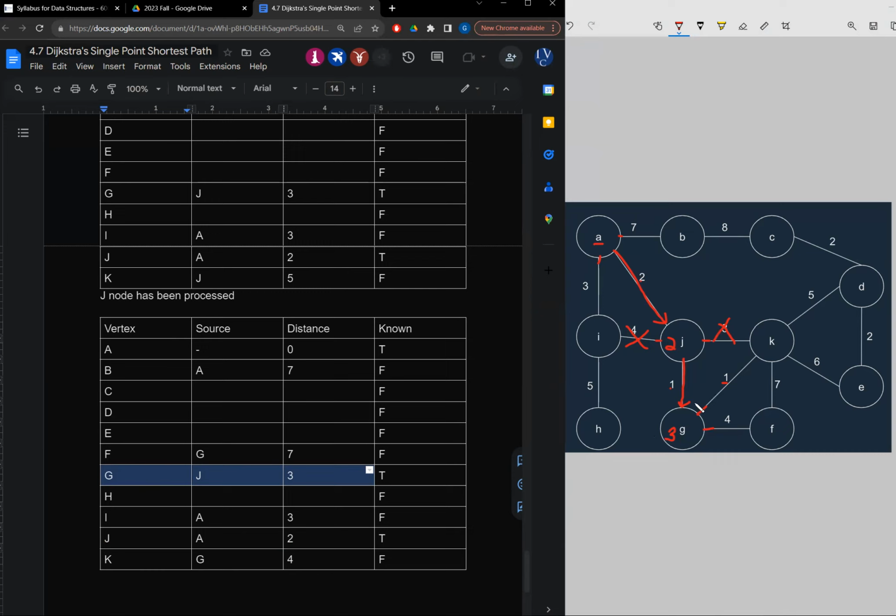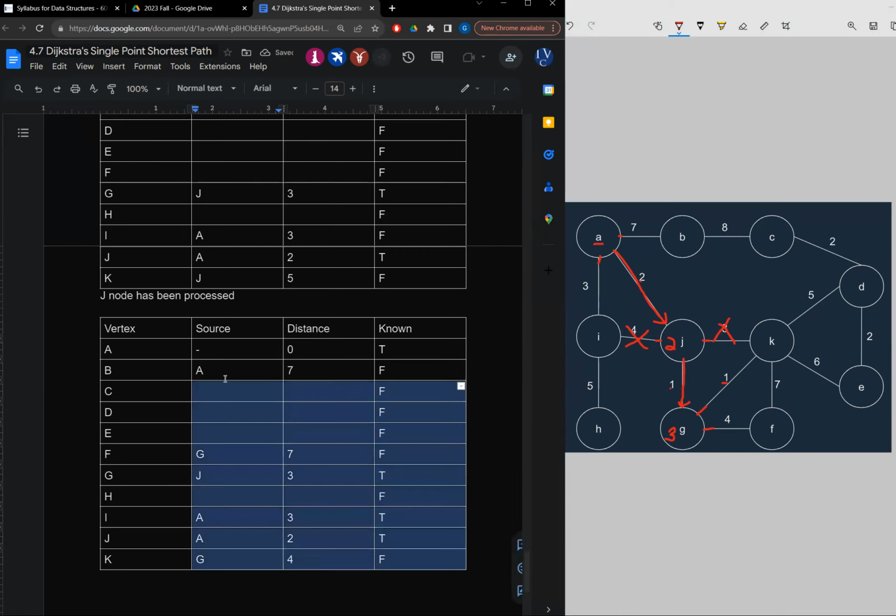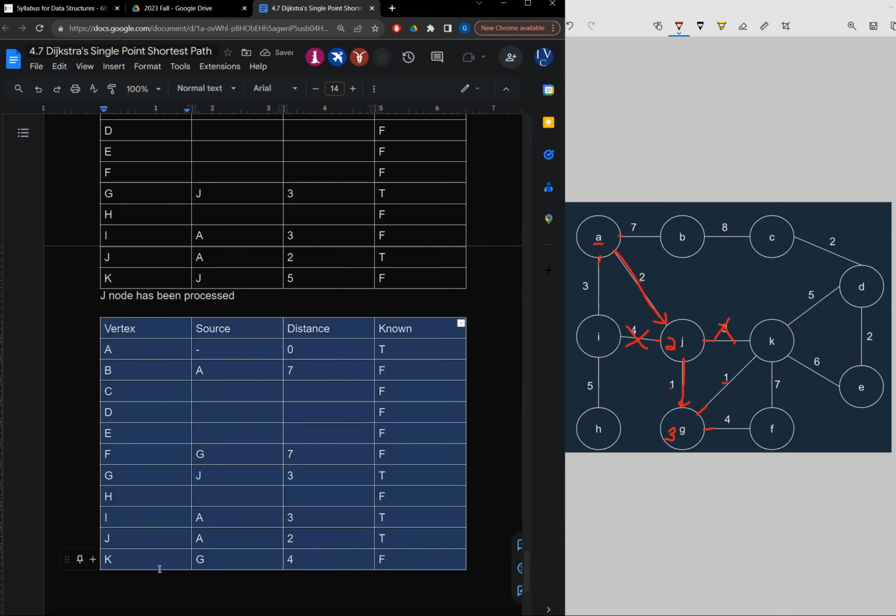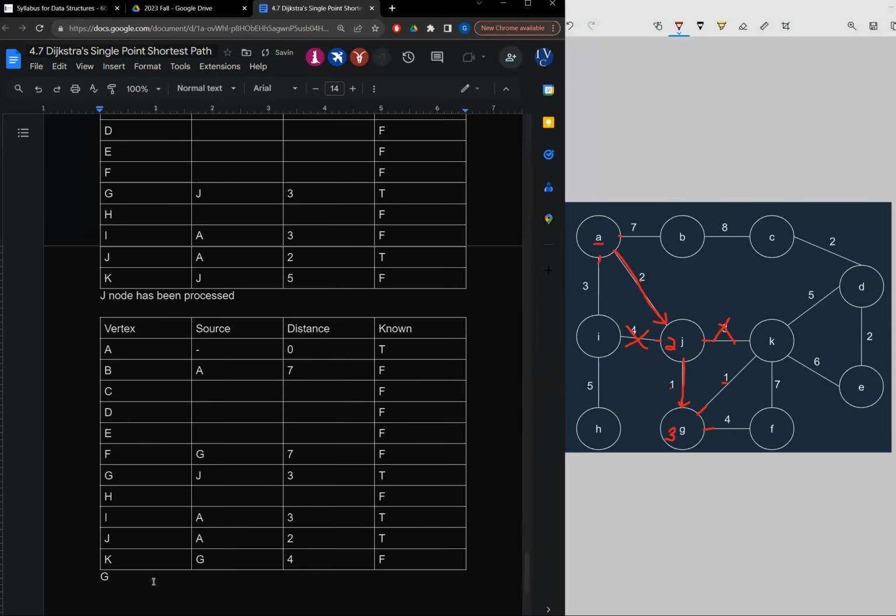All right, so we have processed all the edges at G, and we can go ahead and be greedy again. The smallest we have is 7, still not smaller. 3 is smaller, 4 is not smaller, so we're going to mark I as the shortest path. We just finished processing the G node, and it's processed. Choosing I as the shortest path to build next.